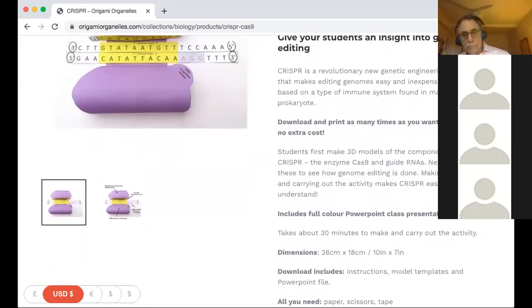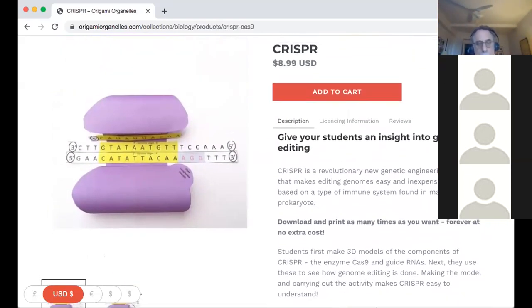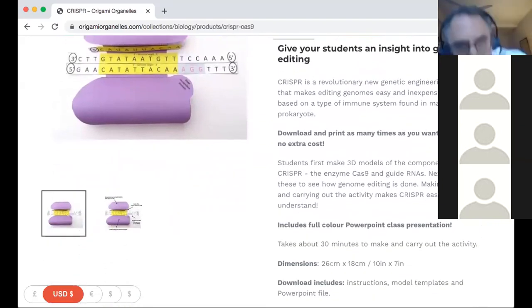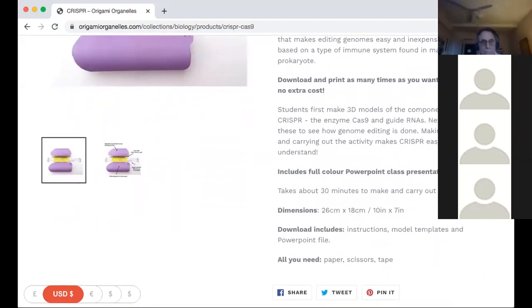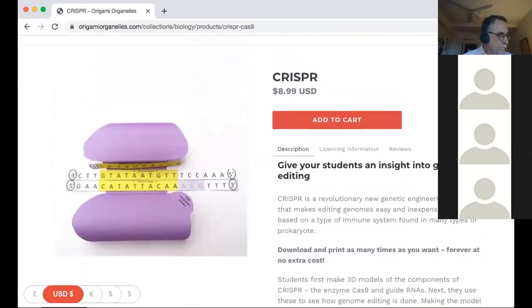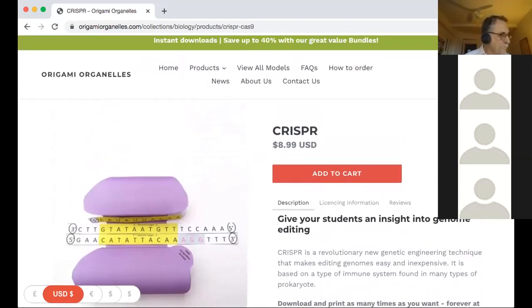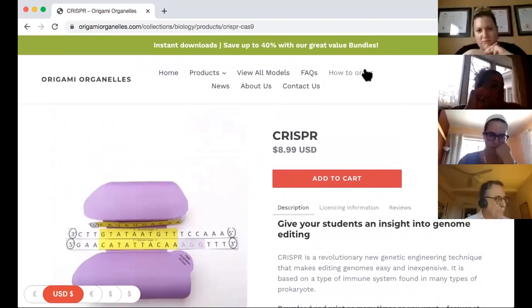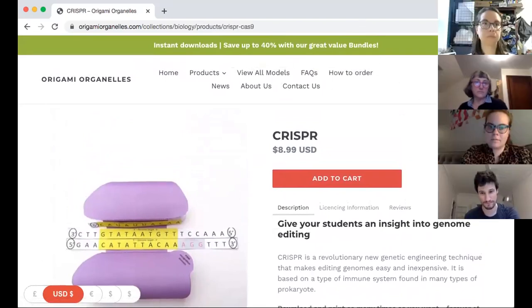So that's what you get. Also, what you need, and what you will always need, is obviously paper, some scissors, and some tape. So if you haven't cut your models out already, you should have some scissors with you, and you will be needing a little bit of tape. All right, I think that's all I wanted to say about the website.